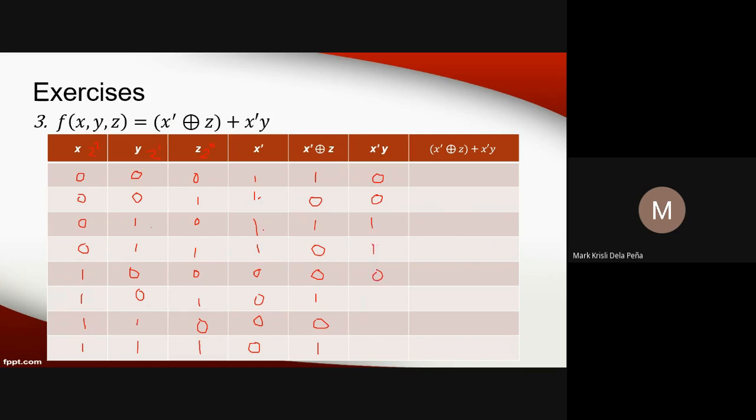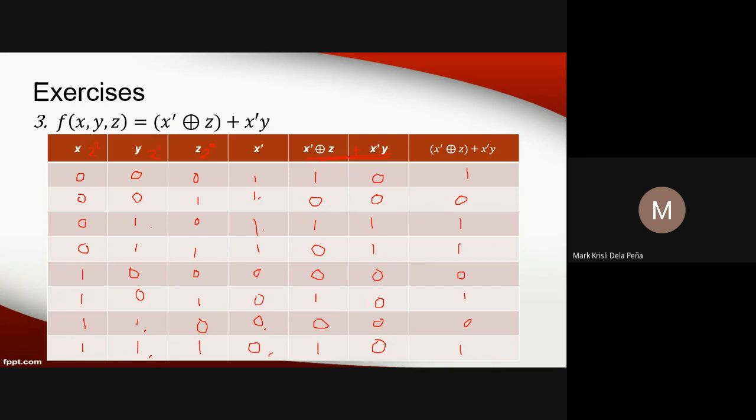Then we have this 0 and this 0. After, these two will then be ORed. Now we'll use OR, which means whenever we see a value of 1, the output will be 1. So we have 1 OR 0 is 1, 0 OR 0 is 0, 1 OR 1 is 1, 0 OR 1 is 1, 0 OR 0 is 0, 1 OR 0 is 1, 0 OR 0 is 0, and 1 OR 0 is 1. Kindly check if this is correct.